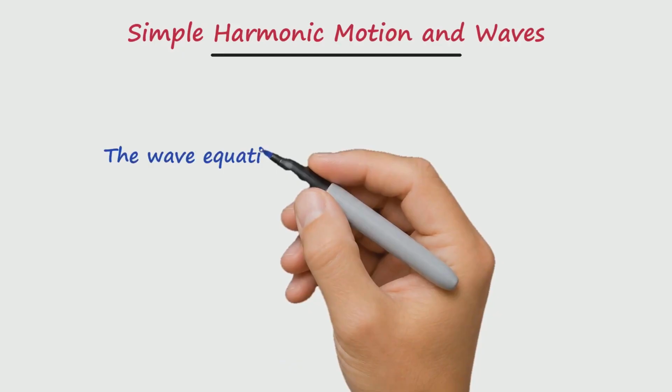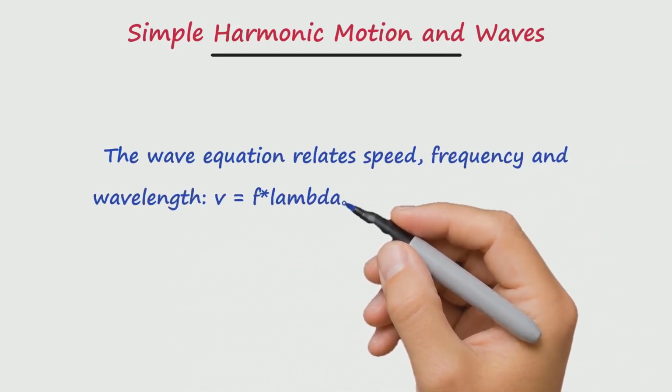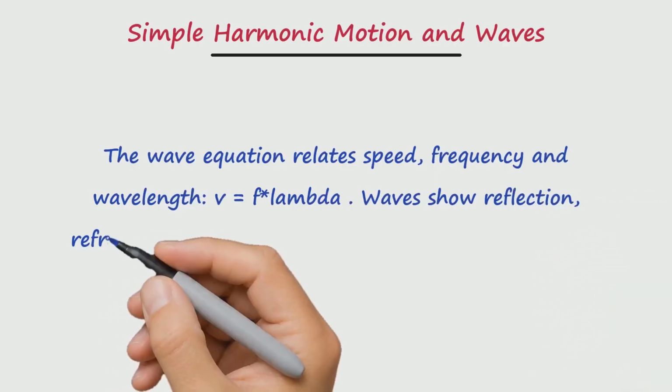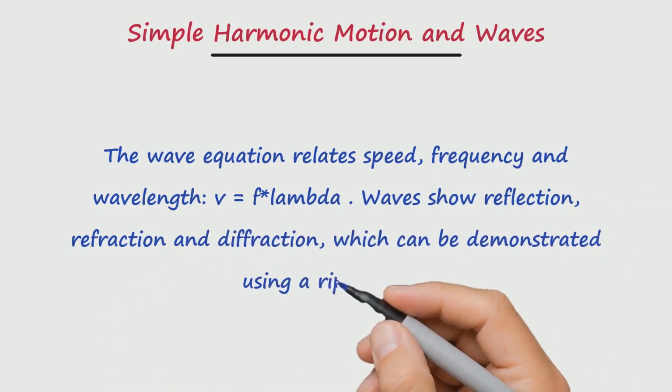The wave equation relates speed, frequency, and wavelength. v equals f times lambda. Waves show reflection, refraction, and diffraction, which can be demonstrated using a ripple tank.